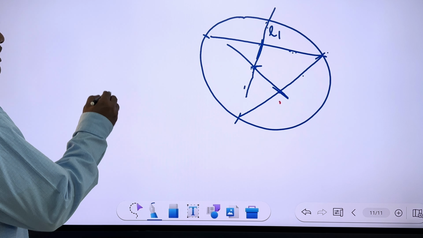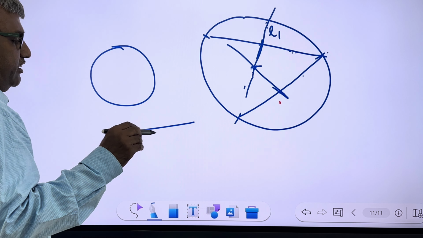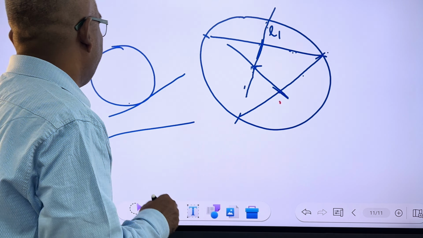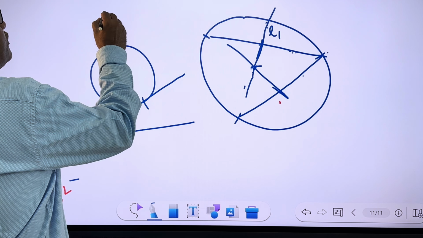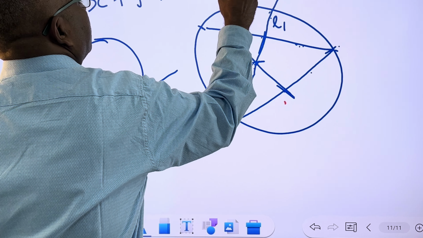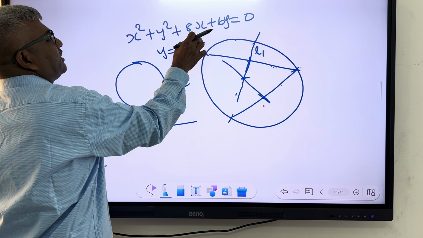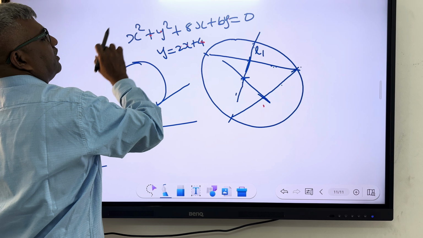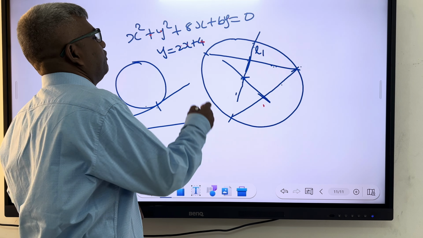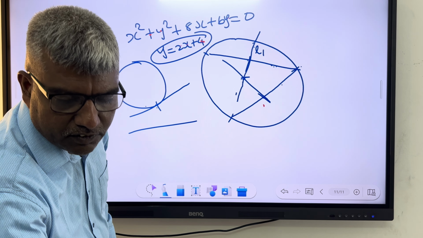And another one, they will give a circle equation, and one line touches the circle. How to find this point? You substitute. Suppose x squared plus y squared plus 8x plus 6y equals 0, and they are giving y equals 2x plus 4. Instead of y, you substitute here, and you will get one quadratic equation. That's all. Then find the x value and find the corresponding y value. That will be the coordinate of this point.